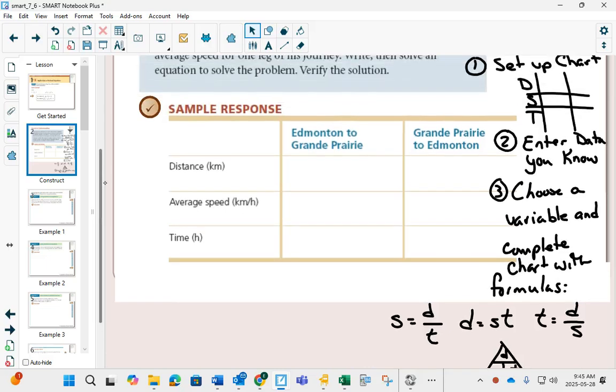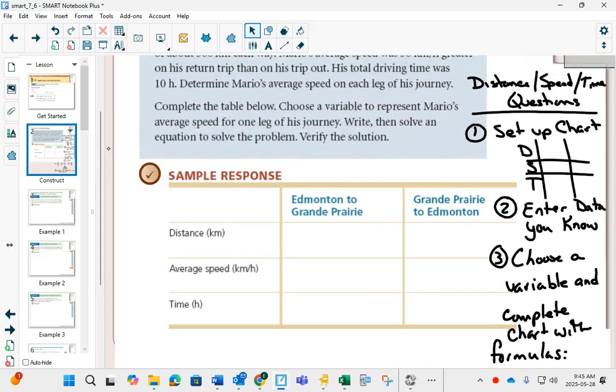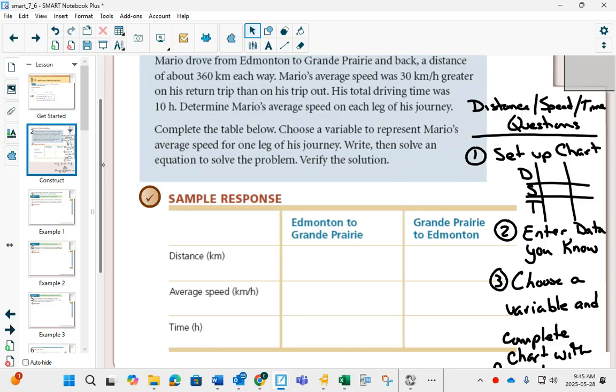Should I move up a little bit so you want to write this down for the distance, speed, time questions? I'll move it right up and then I can read the question and then I'll move it down after.